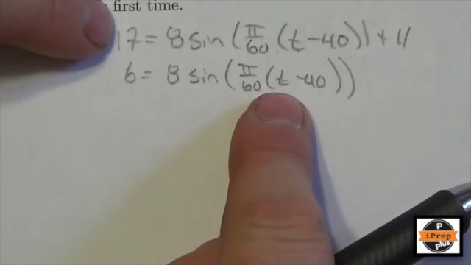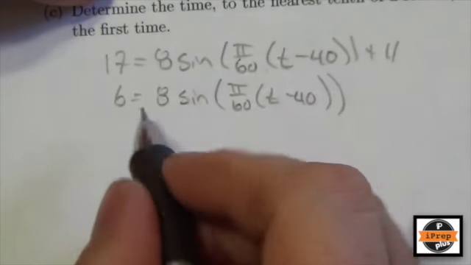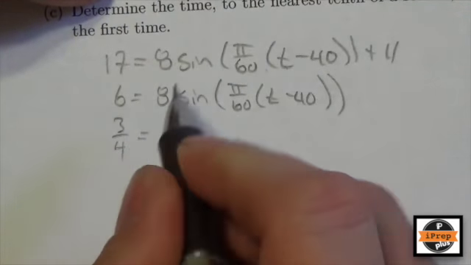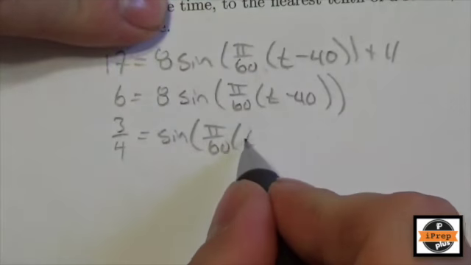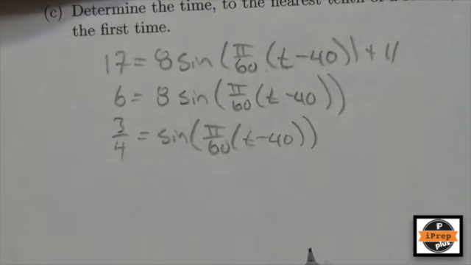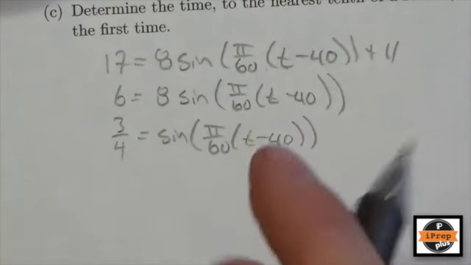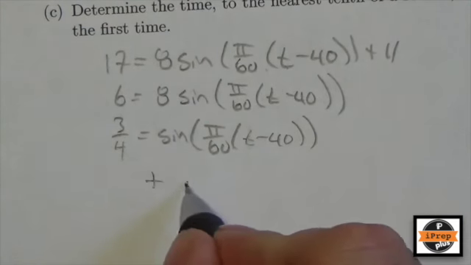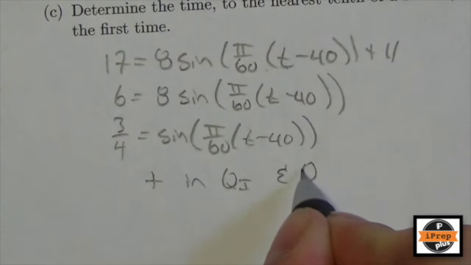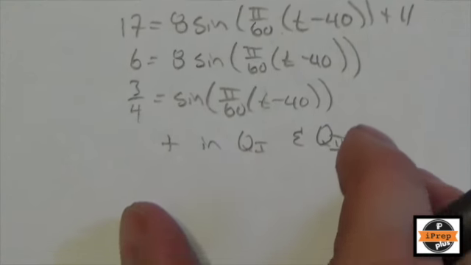Then, our variable is locked within a trig function, so we're going to move that coefficient over. I'll divide, and that gives us 3/4 when I simplify 6 over 8. This is equal to the sine of pi over 60 times t minus 40. Now, I have to solve this equation. Notice that the sine ratio is positive, and sine is positive in quadrants 1 and 2. So keep that in mind. We're going to come back to that in just a second.